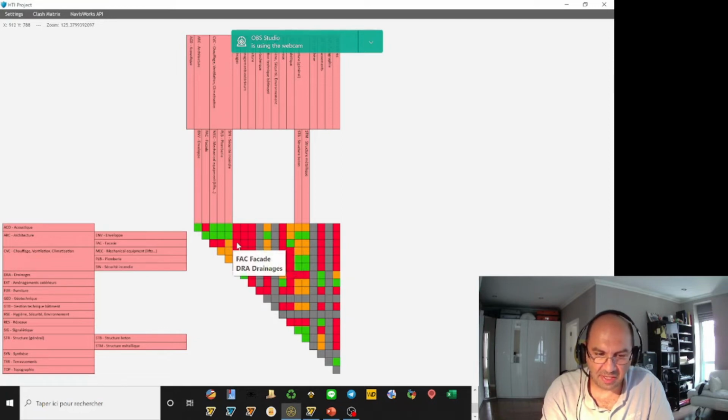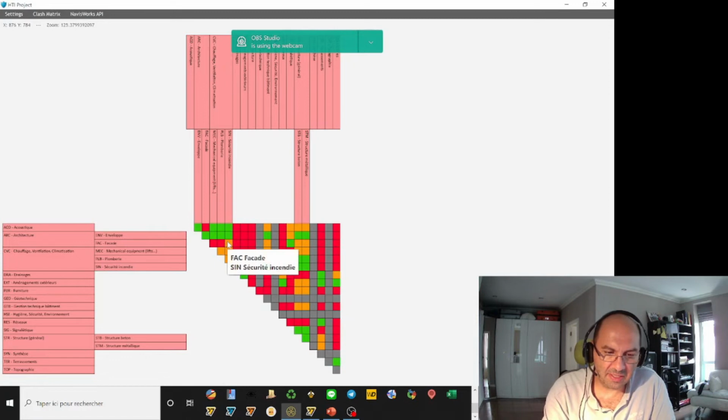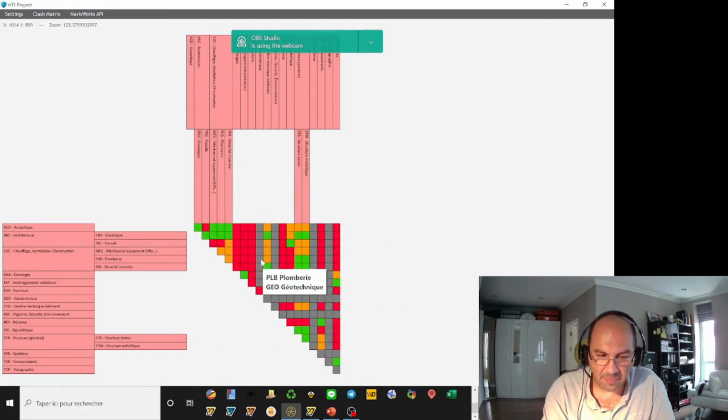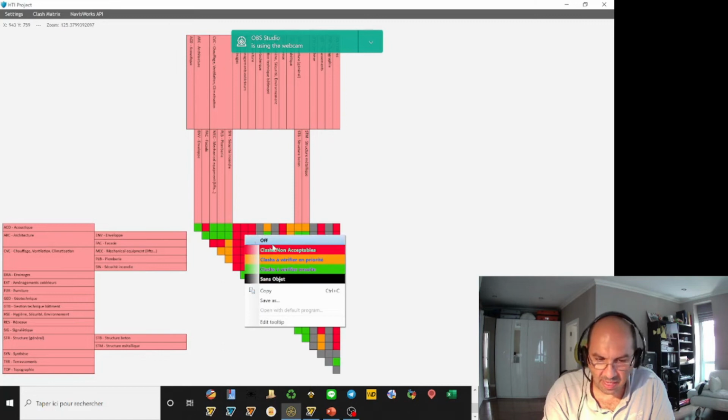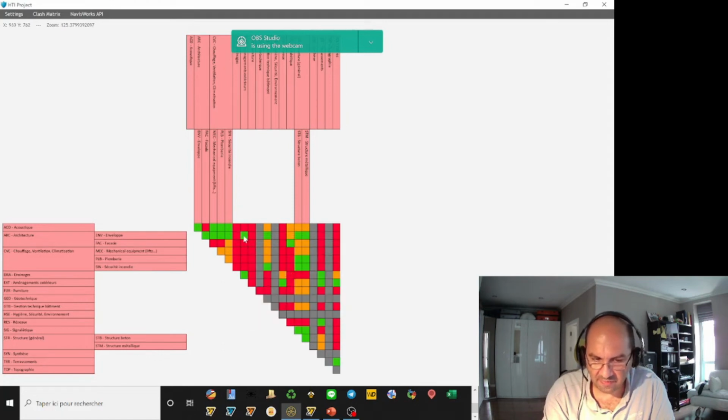This diagram is also dynamic because as I am moving my mouse over, I can see which disciplines I am clash testing. So for my facade against my firefighting system, I do have an average level test, and facade against drainage, a hard test, and facade against geotechnical, there is no reason to test these two. So here I am defining my clash sets and tests, and I am able to revise, modify in real time whatever my project is requesting me to modify.